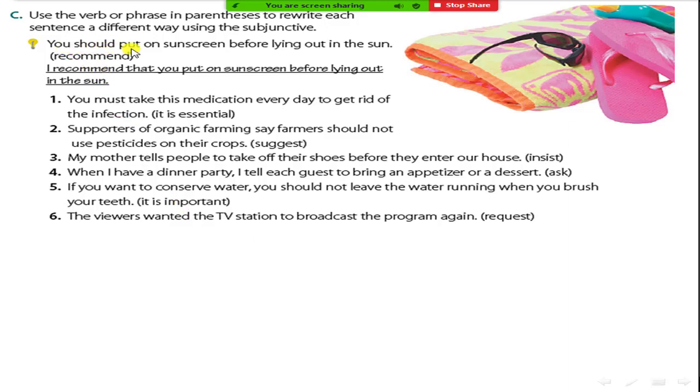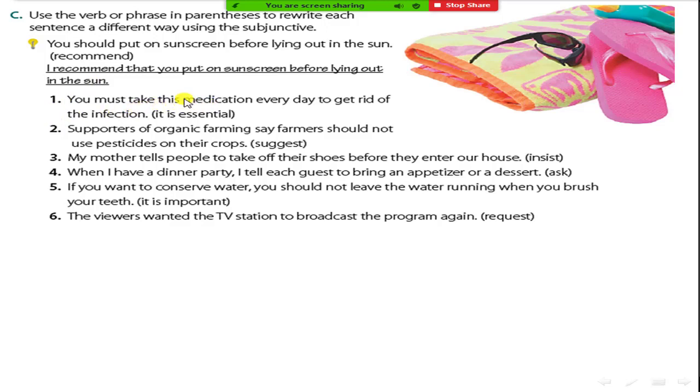Here is another example. You should put on sunscreen before lying out in the sun. Use recommend. We say I recommend that you put on the sunscreen before lying out in the sun. Number 1.